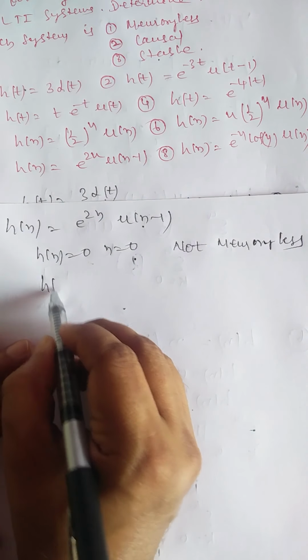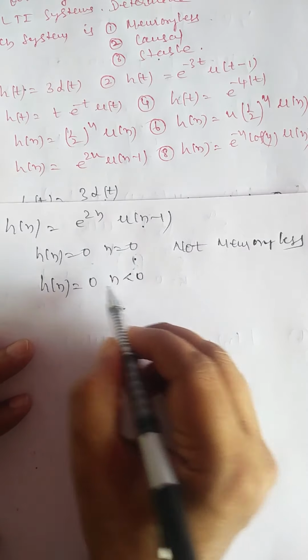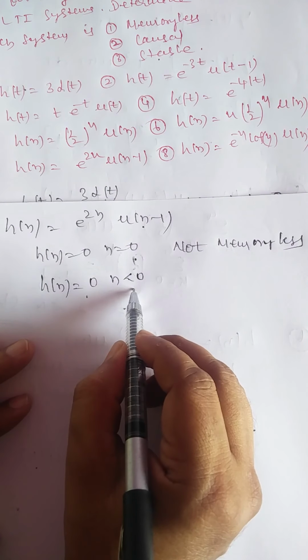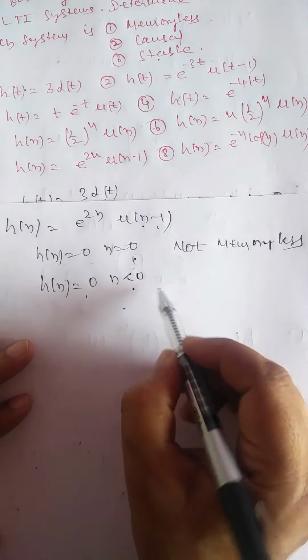And it is a causal system because it is satisfying the condition that h of n is equal to 0 when n is less than 0. It exists only from 1 to infinity. Hence, it is a causal system.